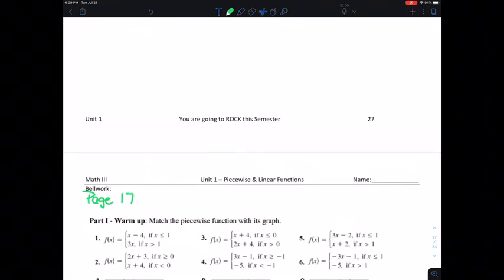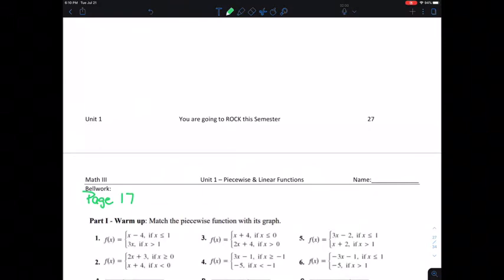Before we begin our lesson, we're going to do bell work. On page 17 is your bell work, and you're given 6 piecewise functions and asked to match them to their graph. One thing I want to caution you on: the tick marks on the graph go up by 2, so be careful when you're reading the graph. Also, the best way of doing this is to look at y-intercepts. That's probably the easiest way to at least eliminate a possibility. So go ahead and pause the video, match these 6 piecewise functions to their graphs, and come back and I'll show you the answers.